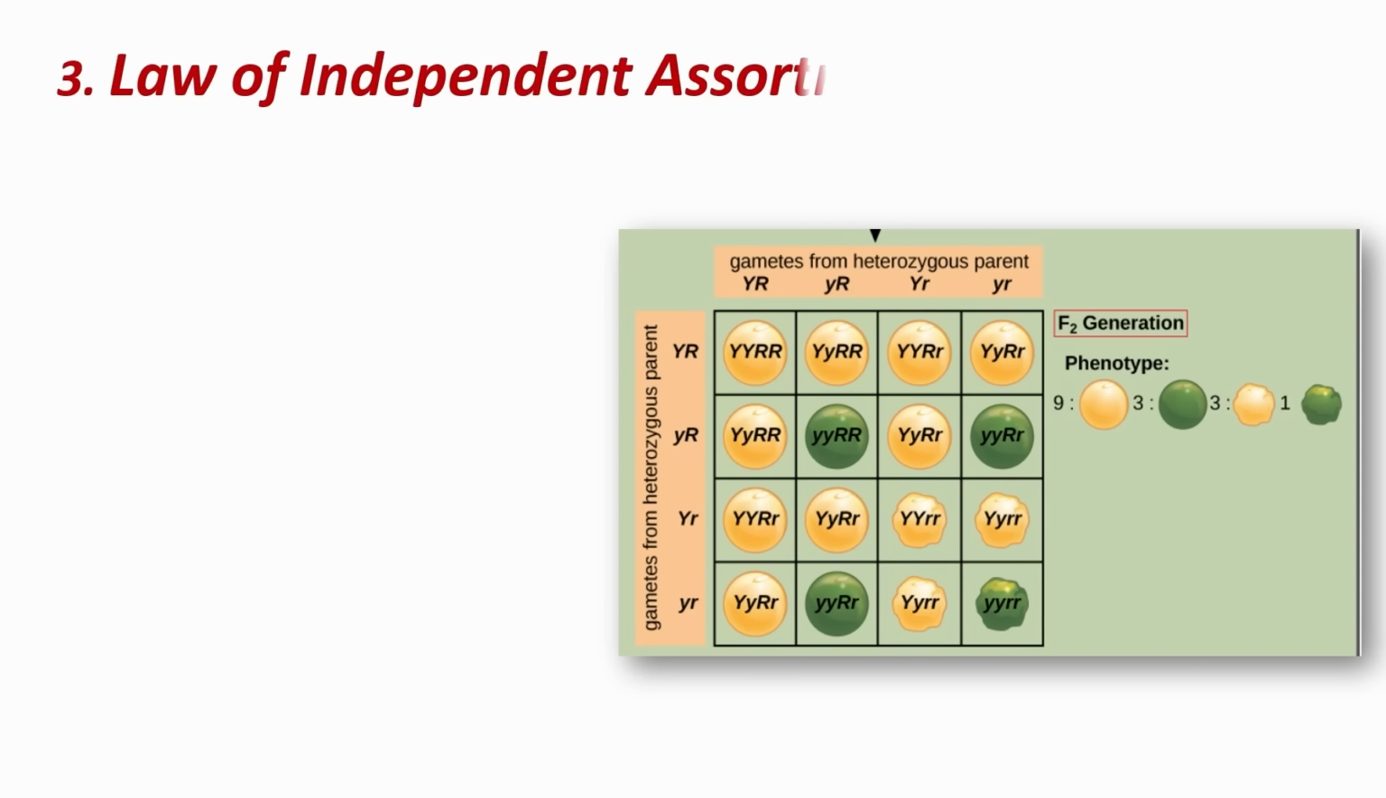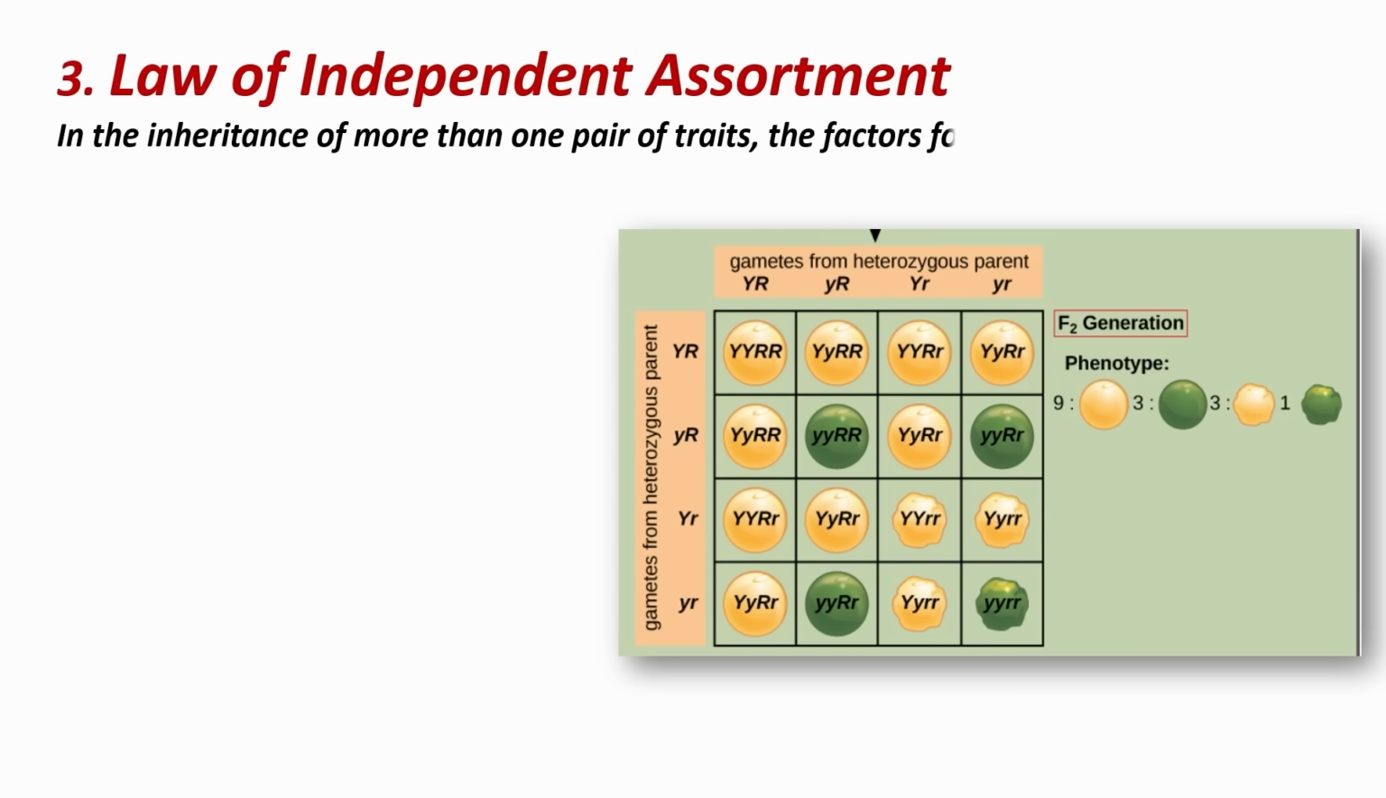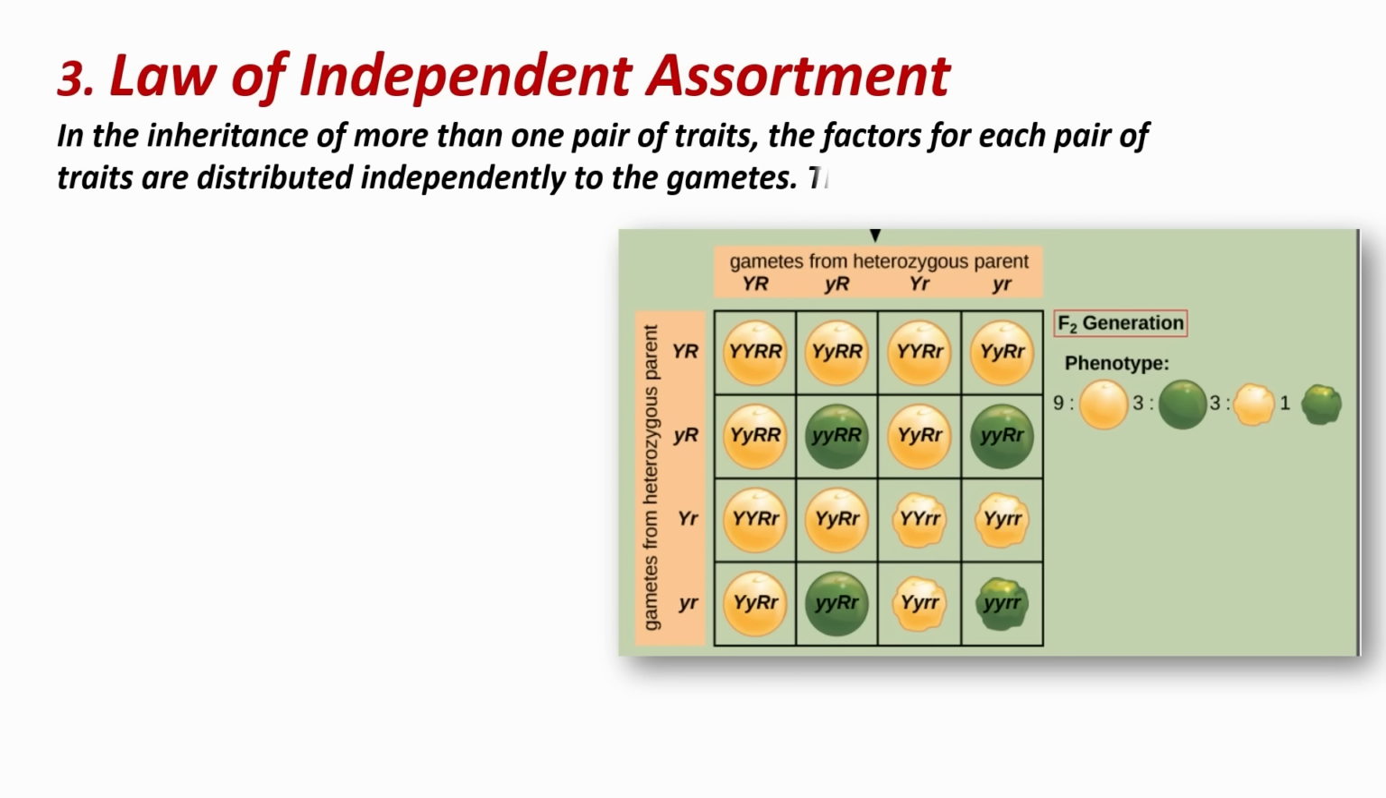Coming to the law of independent assortment. In the inheritance of more than one pair of traits, the factors for each pair of traits are distributed independently to the gametes. This is known as the law of independent assortment.